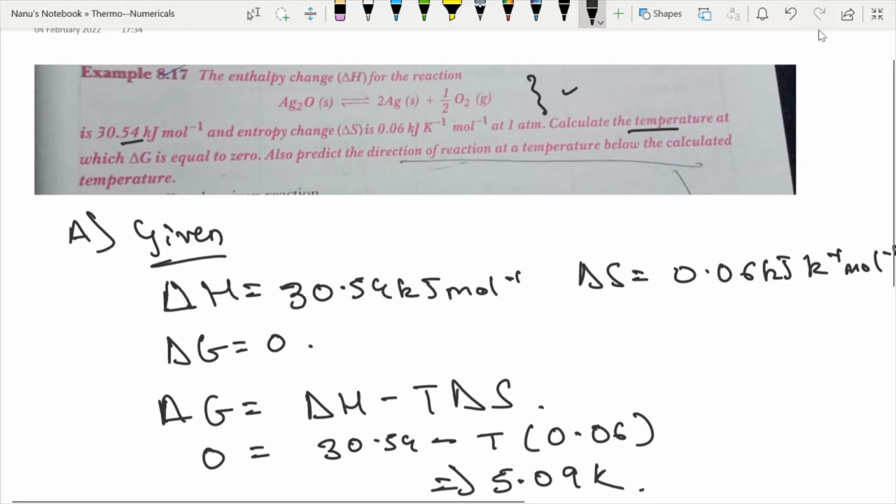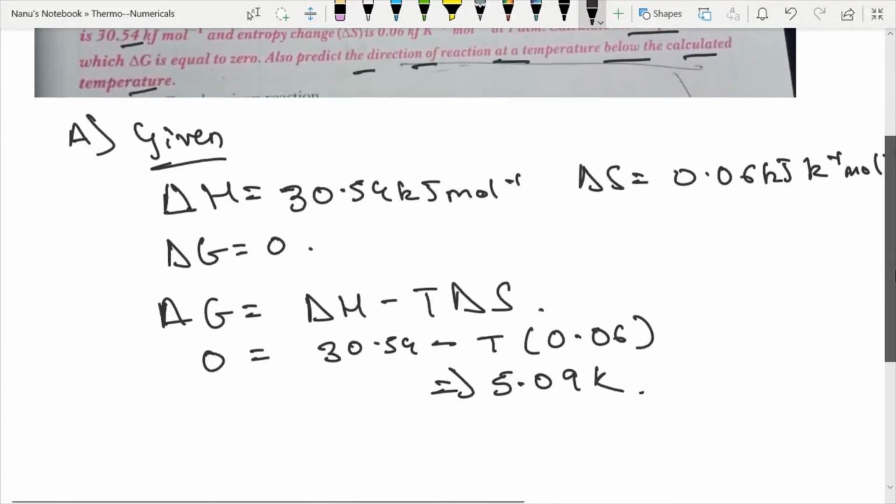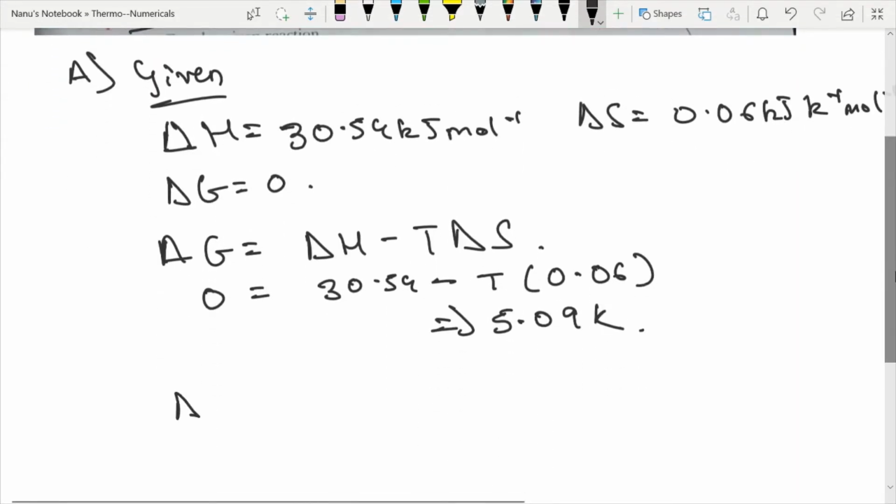The second part is important. Also predict, because this part also is mixed with chemical equilibrium, the Le Chatelier principle. Also predict the direction of the reaction at a temperature below the calculated temperature. So suppose this is the temperature, and if it is below this temperature, what will happen? So let us do it. Del G at this temperature is equal to 0.